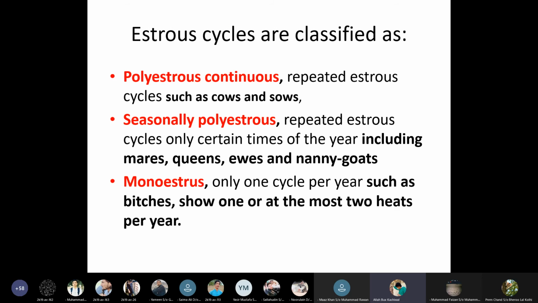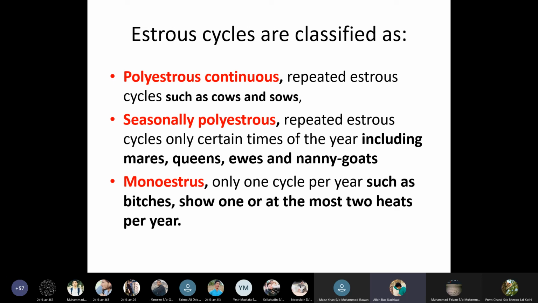There are estrous cycles classified such that animals of different species have different types of estrous cycle. One, the polyestrous animals having continuous or repeated estrous cycles, such as cows and sows. They are the polyestrous animals that can show estrus in any season, any weather, or it may persist for a whole year.